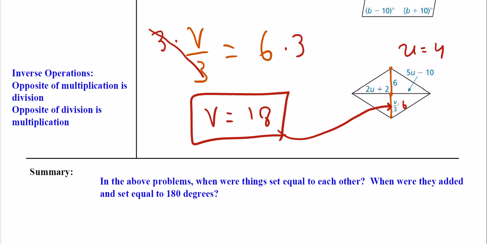For your summary in the above problems, sometimes we set things equal to each other. Sometimes we added them up and set them equal to 180 degrees. Point out what happened, when, and why.